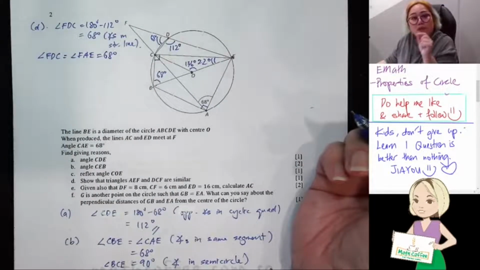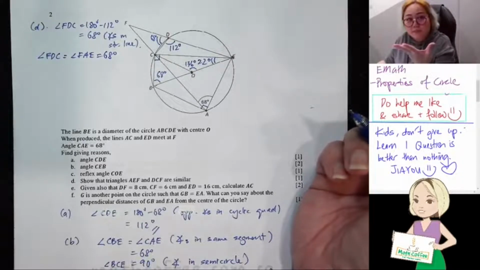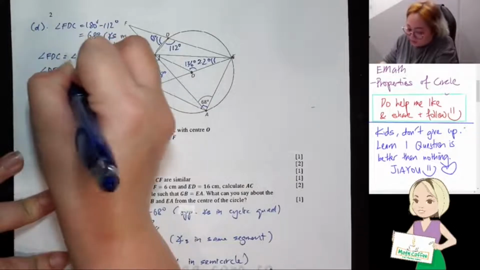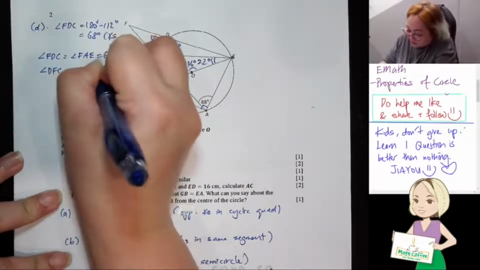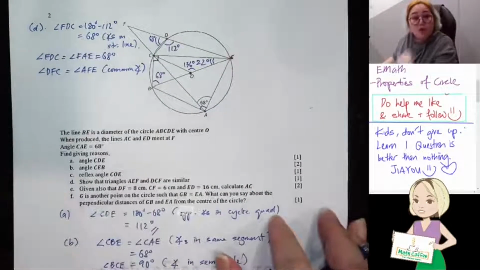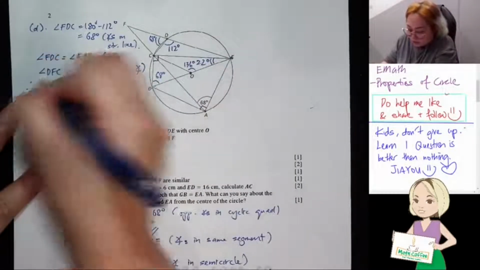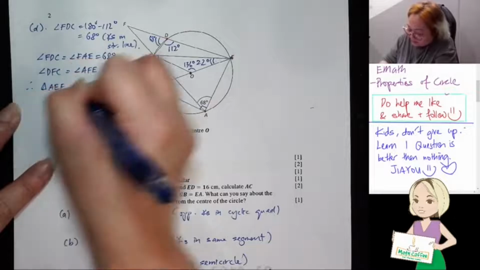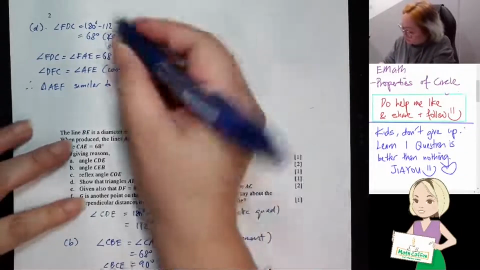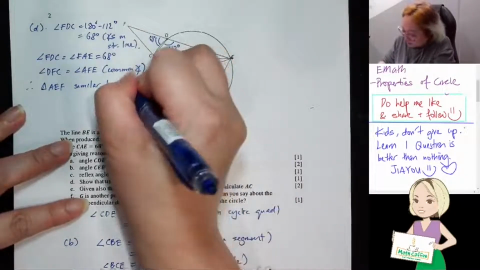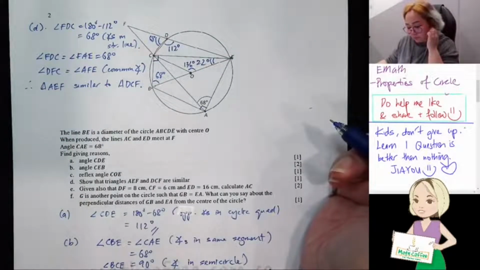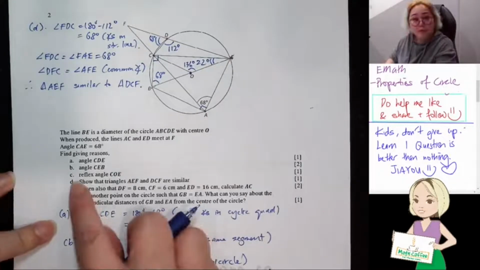So I already proved that the one corresponding angle is the same. And lastly, of course, the common angle. So we will say angle DFC is equals to angle AFE, which is common angle. So we already proved 2 angles is the same. So therefore, triangle AEF is similar to triangle DCF. This is Sec 3 properties of circle. And we are done. So that is for part D.